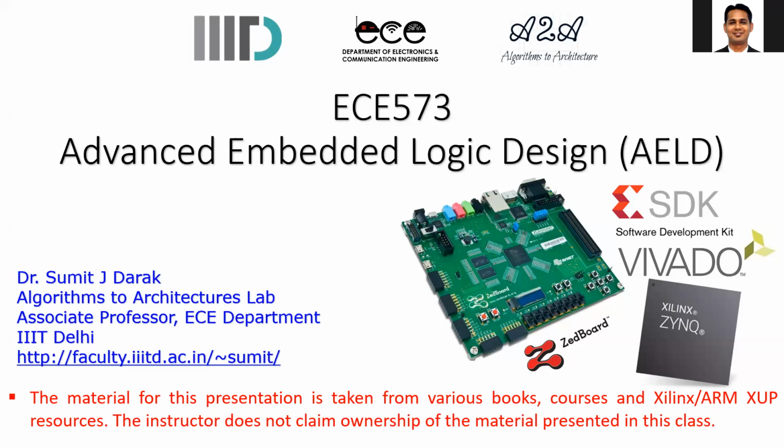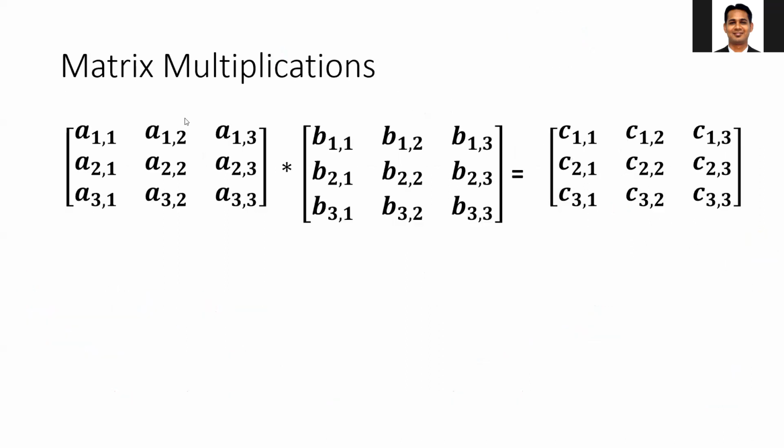In the previous lab, we discussed how to create a stream compatible IP in the HLS, how to export the IP in the Vivado, how to integrate the IP in the Vivado block diagram, and how to test it using the SDK. In this lab, we are going to take our discussion further and we will understand how to optimize the IP which is created in the HLS to improve the performance. For that, we will start with the example of the matrix multiplication.